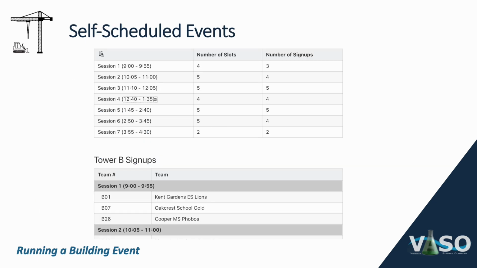I promised that I would show what one of those self-scheduled event papers looks like that you would get first thing in the morning. This is a small snippet of one, but you can see that what it shows you is those 7 sessions that you saw on the schedule, the competition times. It has a number of slots of teams that could sign up for that session, and then you can see the number that actually signed up. So you can see that there's room in session 1 and session 2 for another team. Session 3 is full. And then at the bottom of the page, and this page would go on even further than you can see here, would be the specific teams that have signed up in the session.